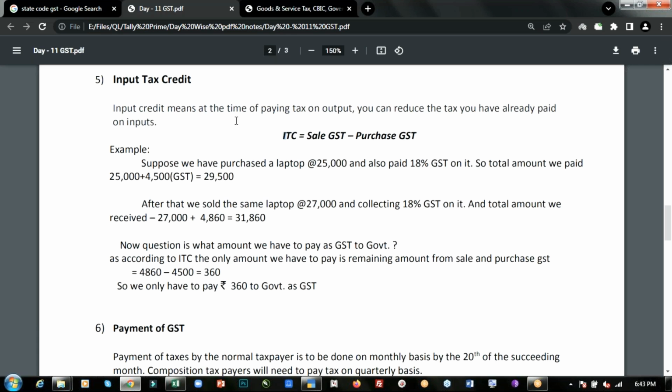So guys, is this input tax credit clear for all? If you have any confusion, then ask.